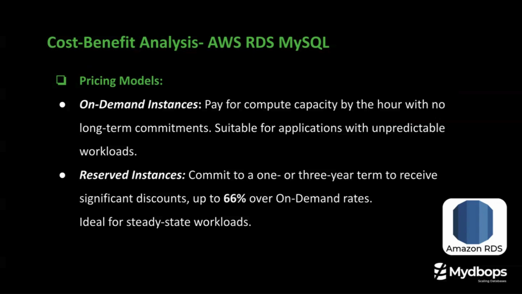Next is reserved instances. If your workload is more stable and consistent, you can commit to a 1 or 3 year term and receive up to 66% cost savings compared to on demand pricing. This model is great for production databases that run continuously and need predictable cost planning. So, choosing the right pricing model in RDS depends on how steady or variable your database workload is. If your application has spiky traffic, on demand is flexible for you. If it's running 24 by 7, reserved instances provide long term savings.